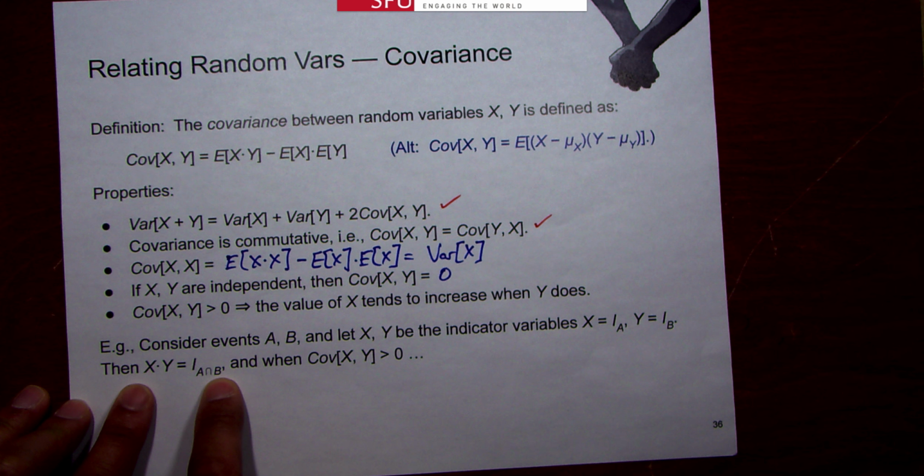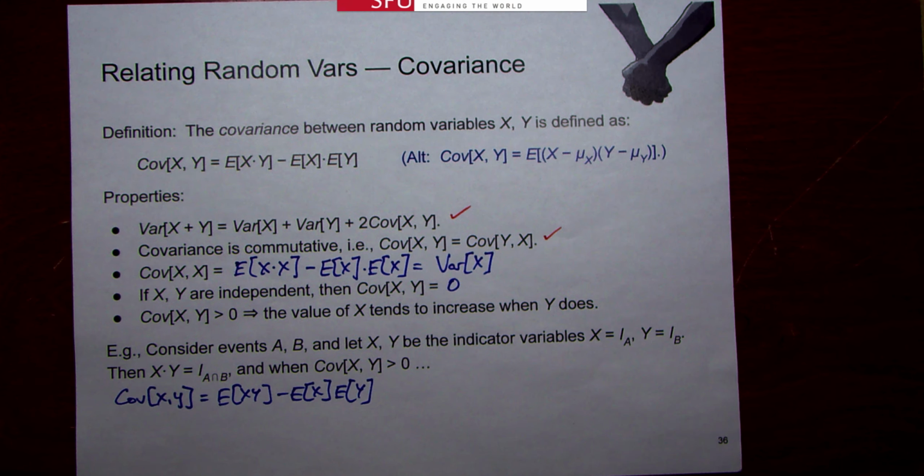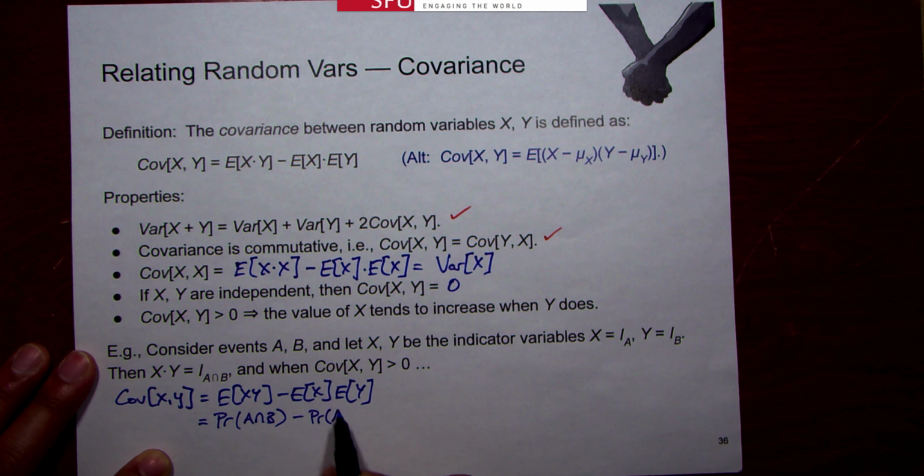So what happens if the covariance is greater than 0? Let's have a look. The covariance of x and y is equal to the expectation of x and y minus the expectation of x times the expectation of y. And what's the expectation of an indicator variable? This is more of a review than a new thing. What's the expectation of an indicator variable? The probability of the event. Yeah. So the expectation of xy is the probability of A intersect B. The expectation of x is the probability of A, and y, the probability of B.